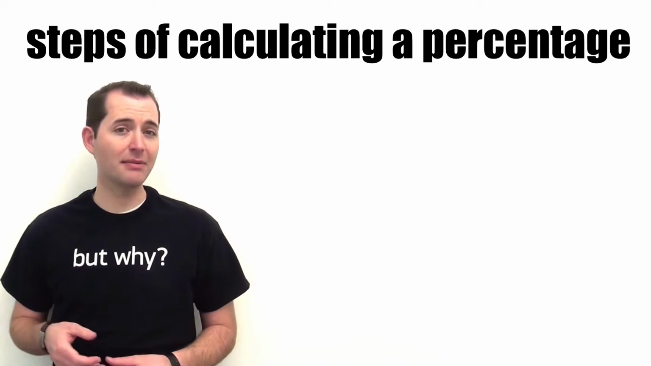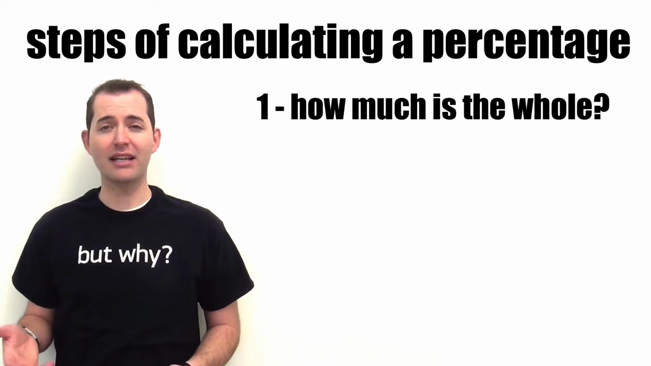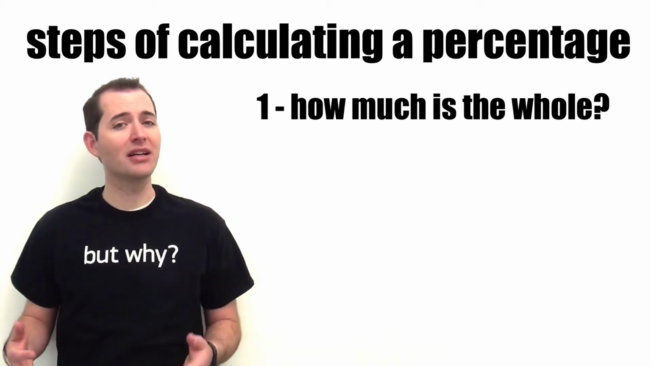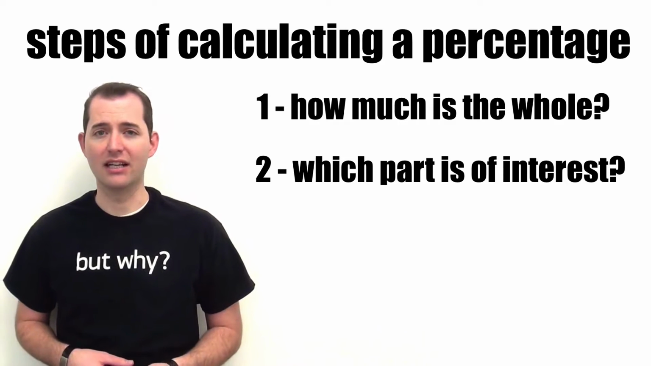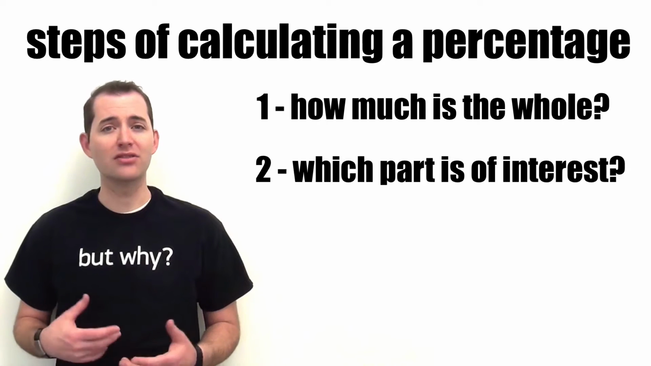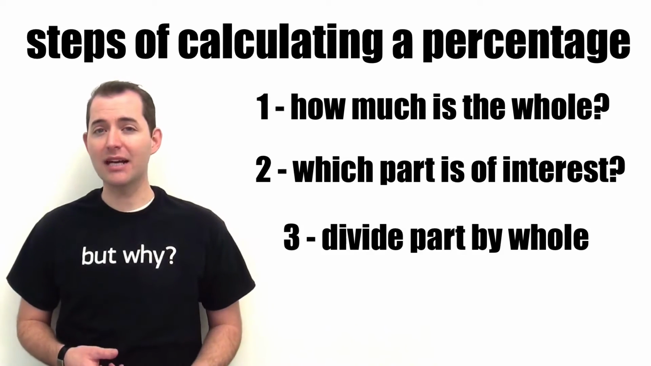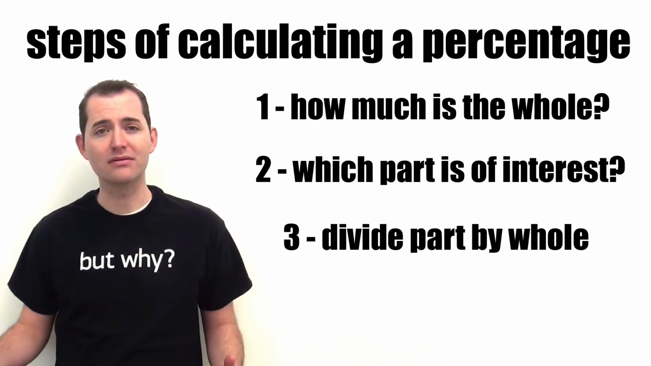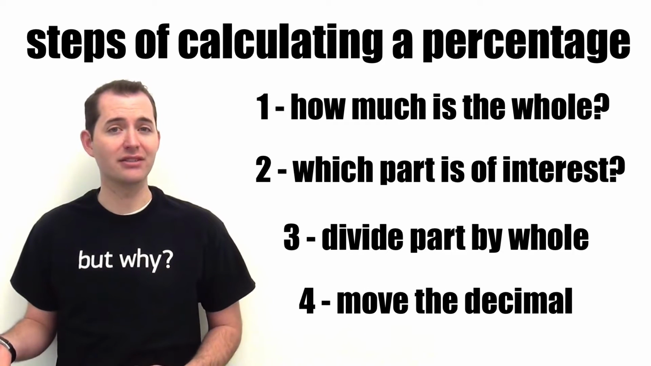Let's start by looking at the steps that we can use to calculate a percentage. Our first step when we're trying to calculate a percentage, or what the part of a whole is, is to determine how much is the whole. Our second step is to figure out which part we're interested in. In all situations, we'll have at least two parts that make up our whole. So we need to know which of those two parts is the part of interest. Our third step is to divide the number that represents the part by the total amount of the whole. Our fourth and final step is to move the decimal so that we have a percentage.